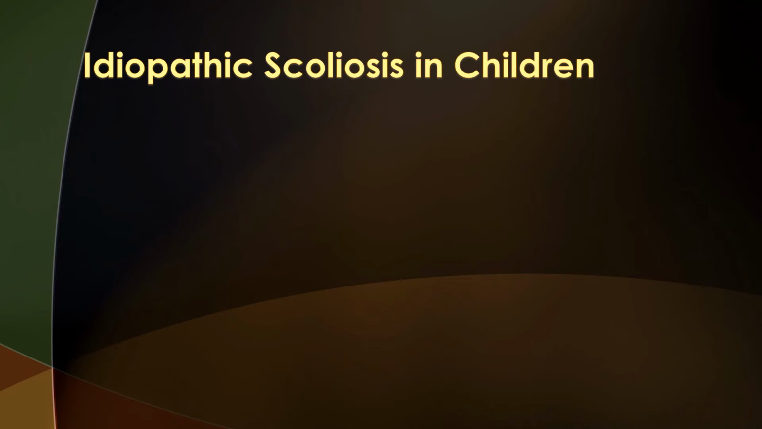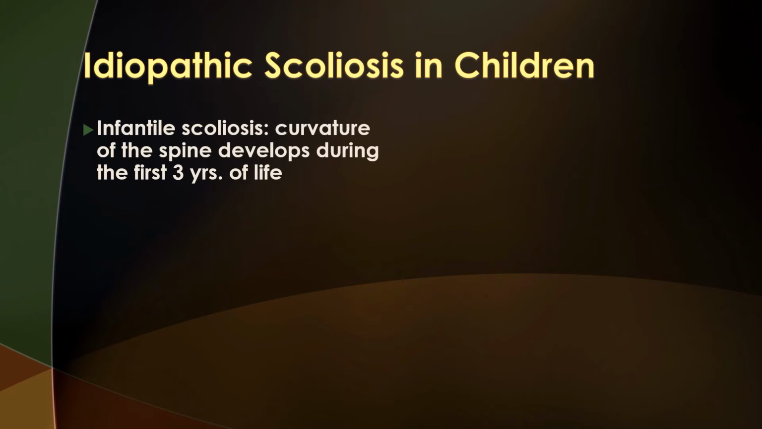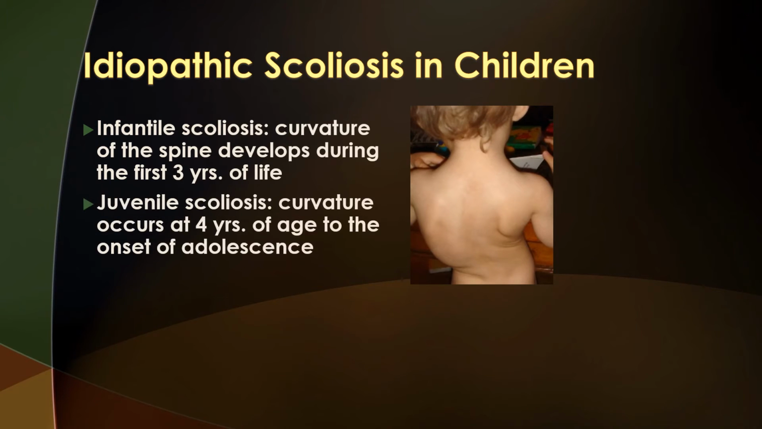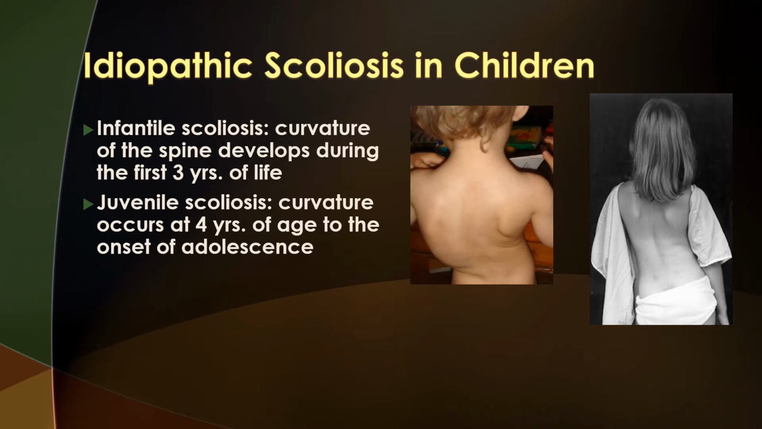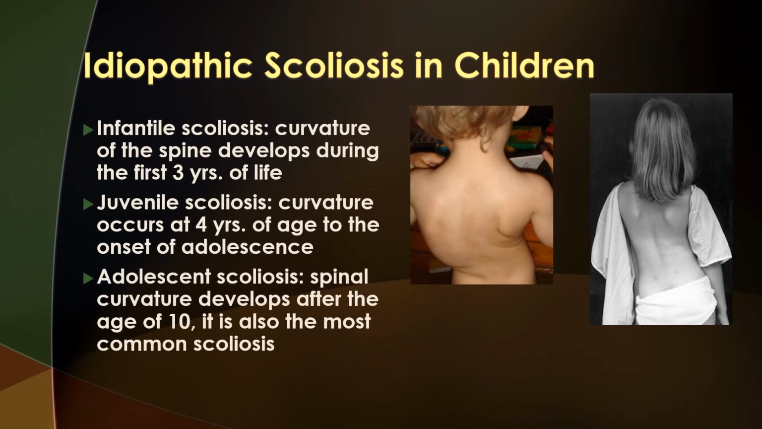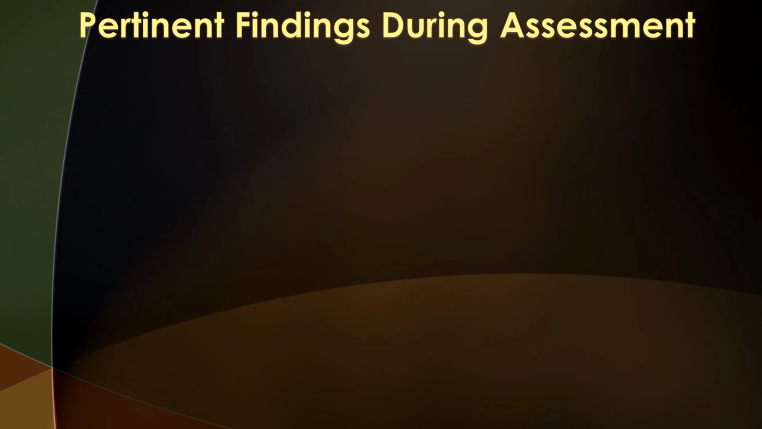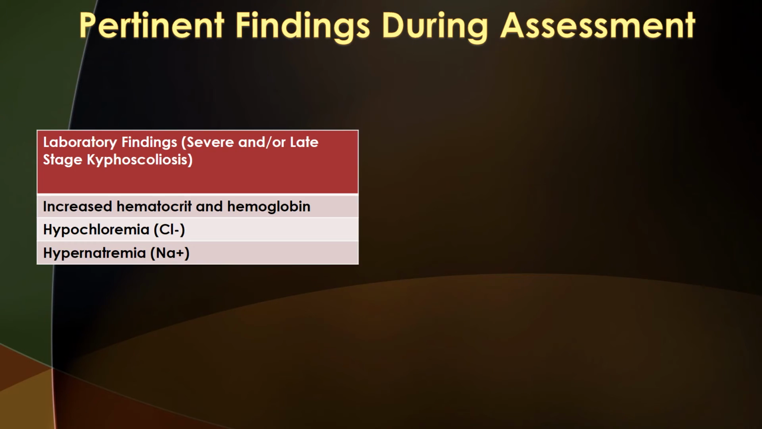Aside from the two theories, let's move on to when it develops. Infantile scoliosis, the curvature of the spine develops during the first 3 years of life. Juvenile scoliosis, curvature occurs at 4 years of age to the onset of adolescence. And adolescent scoliosis, spinal curvature develops after the age of 10, and it is also the most common type of scoliosis. Pertinent findings during assessment.